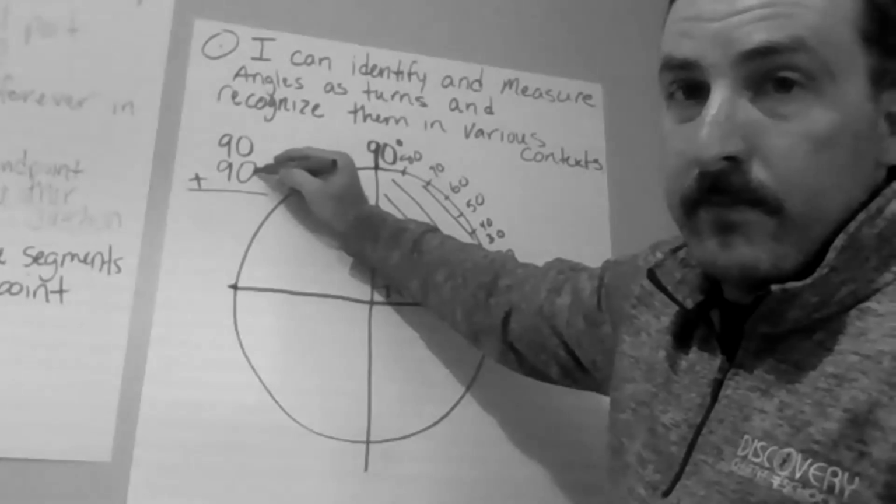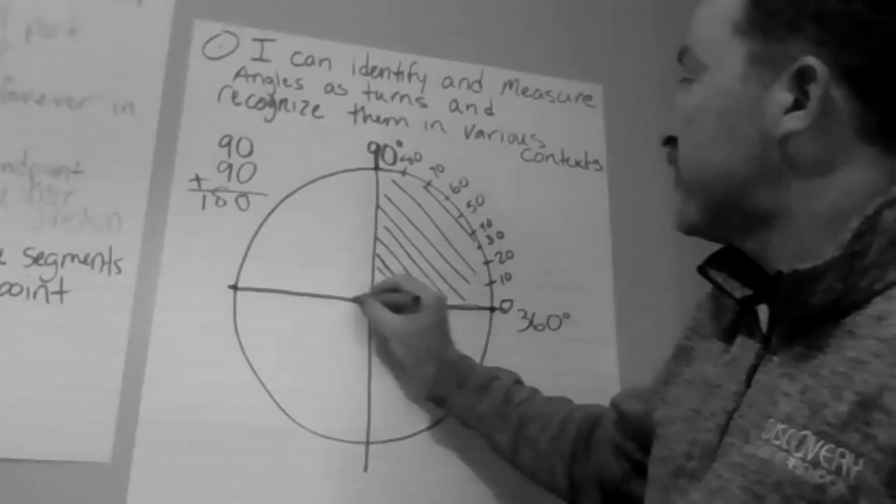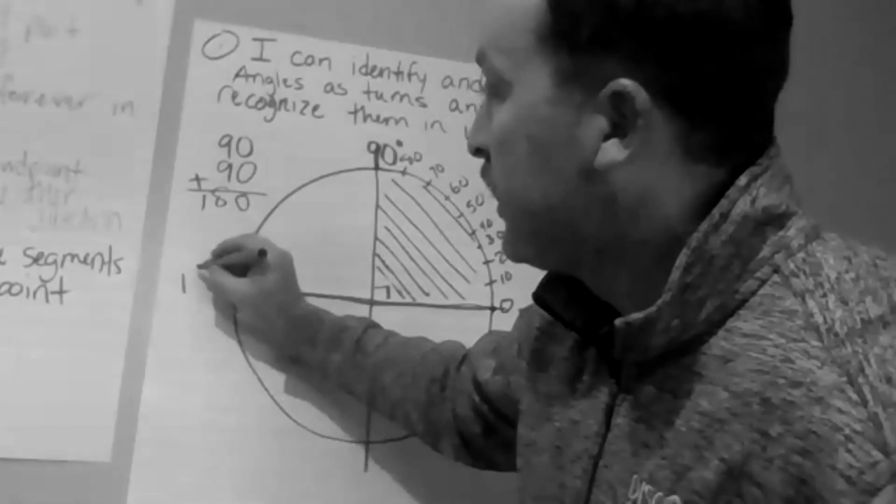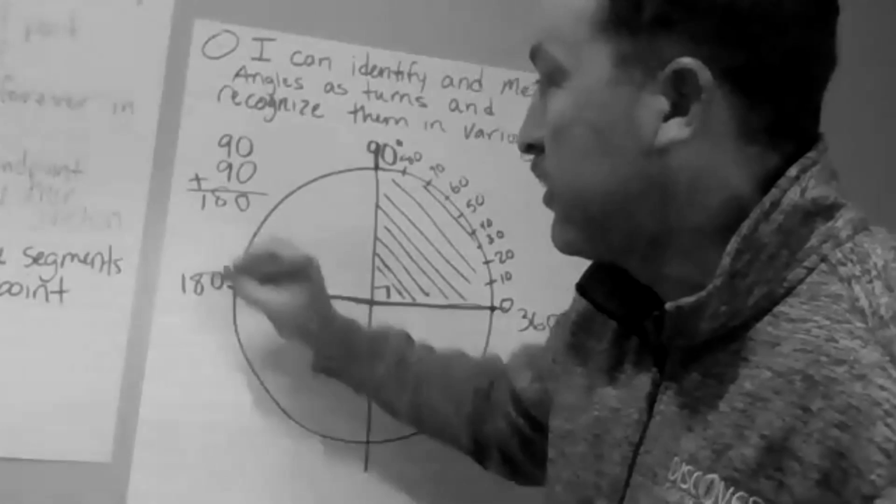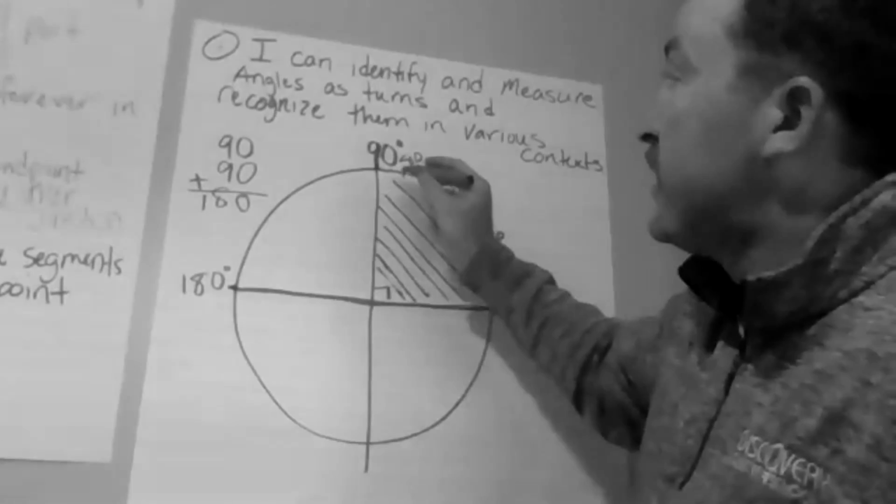0 plus 0 is 0, and 9 plus 9 is 18. 180. Yeah. So half of the circle is 180. So that's our other benchmark number. We're going to keep that going on.